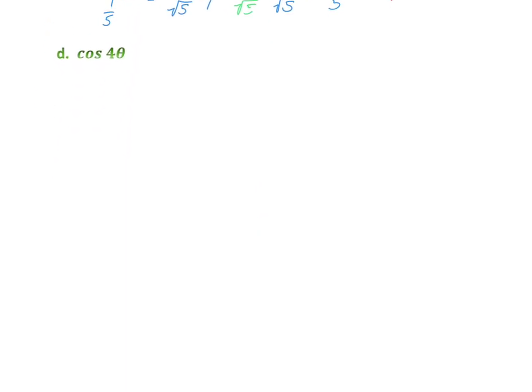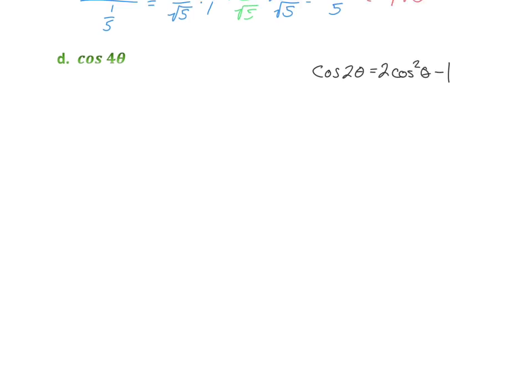Now, one last one. We have cosine of 4 theta. Well, for cosine of 4 theta, that means we're going to end up using the angle formula in a different way. So normally the formula is that cosine of 2 theta is equal to, I think I'm just going to use the one without the radical. I'm going to use one of the other ones. So I'm going to use the 2 cosine squared theta minus 1 version.